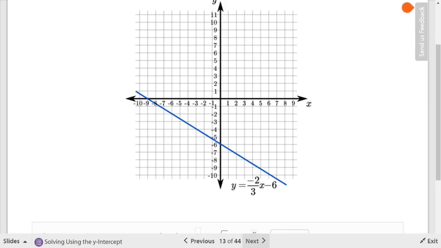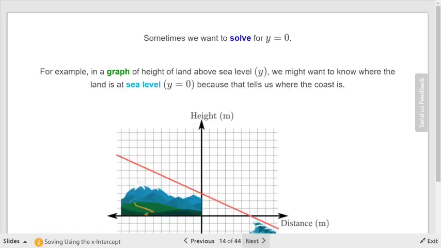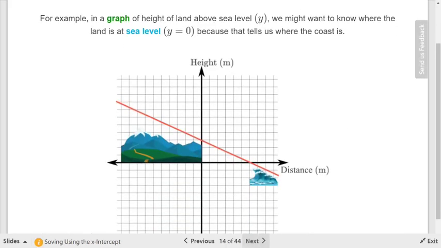-6. Did I tell you this was going to be easy? Did I mention that? Yeah. Good. I get it. Right? You're just doing it. Now, we can use that information to answer questions.